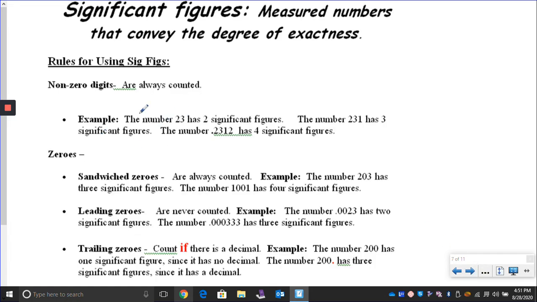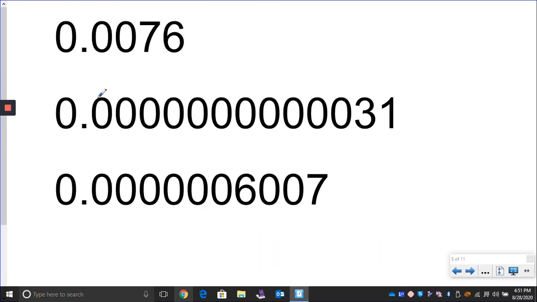So we know if it's not a zero, we count it. We know if it's a sandwich zero, we count it. But what if it's a leading zero? What do leading zeros mean? Well, leading zeros are zeros that are basically placeholders. So we never, ever, ever count leading zeros. They're leading zeros, there's nothing but zeros, and then we hit our first non-zero number. We never count leading zeros.